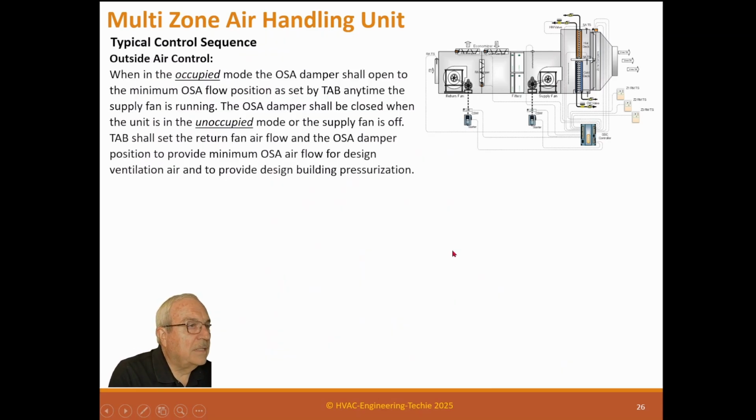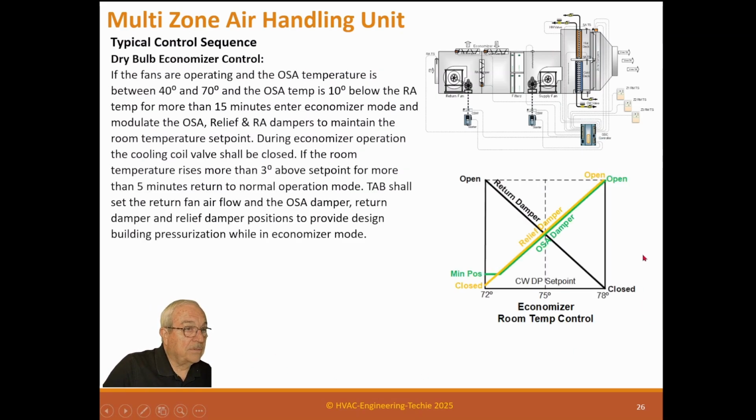Outside air control: in the occupied mode, the outside air damper should be open to the minimum outside airflow position set by the TAB contractor anytime the supply fan is running. The outside air damper should be closed when the unit is in the unoccupied mode or the fan is off. TAB shall set the return air fan flow and outside air damper position to provide minimum outside airflow for design ventilation air and provide design building pressurization, just like the other systems.